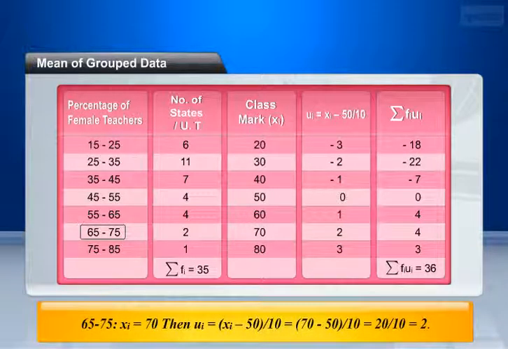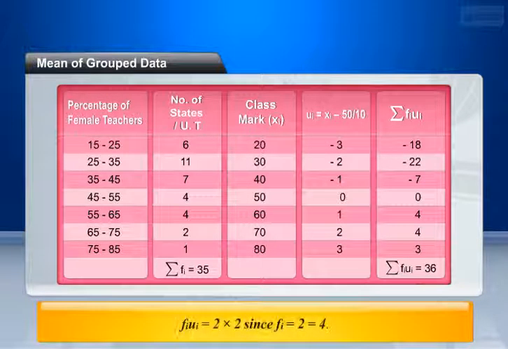Consider the class interval 65 to 75, where xi equals 70. Then ui equals (xi minus 50) by 10, which is (70 minus 50) by 10, which is 20 by 10, which is 2. Now, fiui equals 2 into 2, since fi equals 2. This is equal to 4.